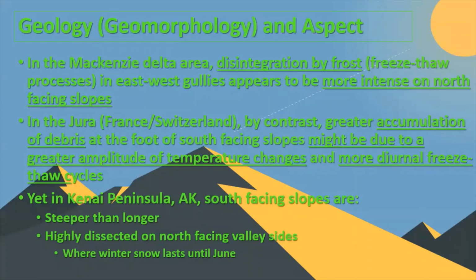The Kenai Peninsula is in Alaska, and the south-facing slopes are steeper, more steep than they are long. They're highly dissected, that means eroded, cut down on the north-facing valley sides, where the winter snow lasts until June.